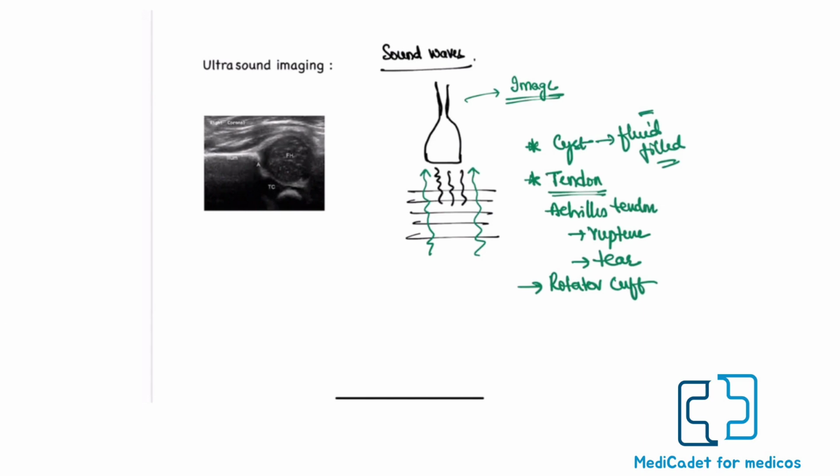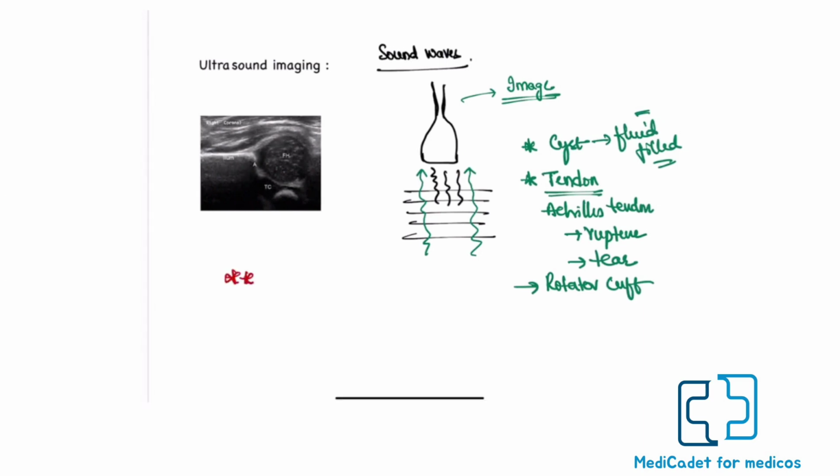And one important area where this is very much useful is your screening for DDH, that is developmental dysplasia of hip in children. Right? So this is the area where ultrasound plays an important role in our department, that is your DDH.